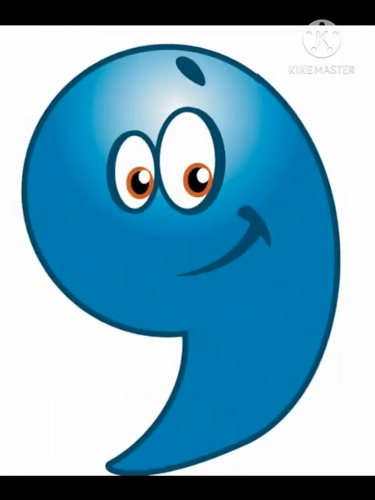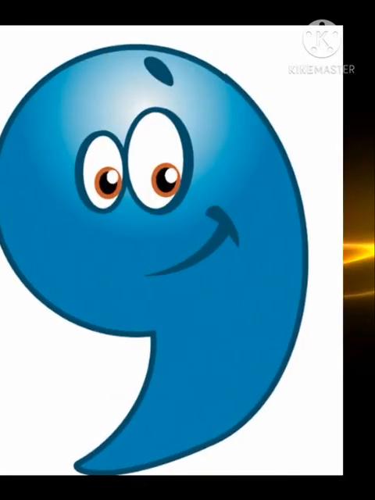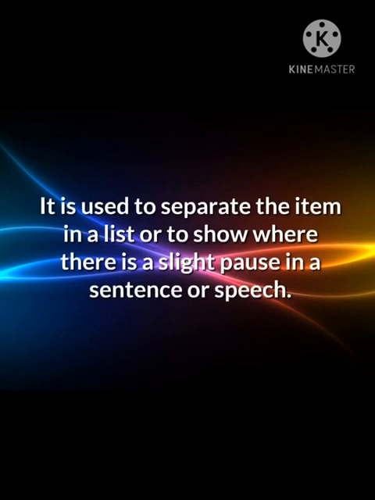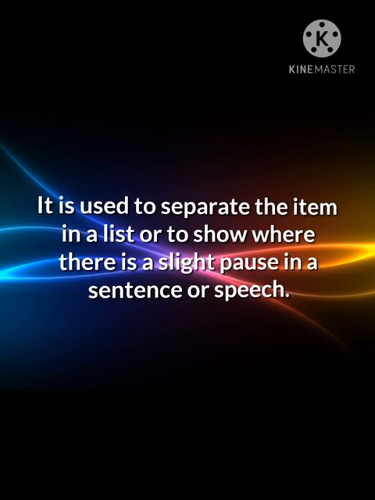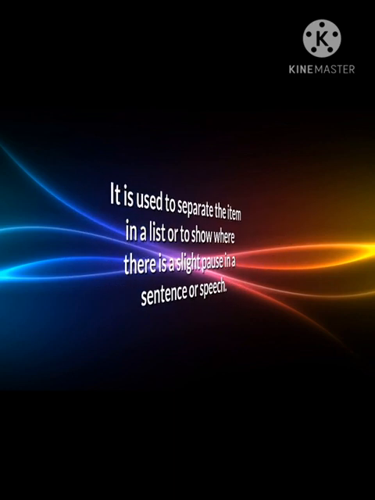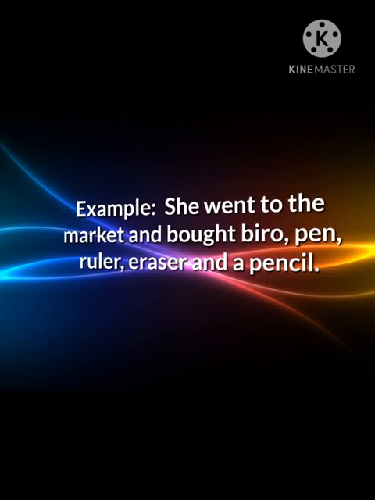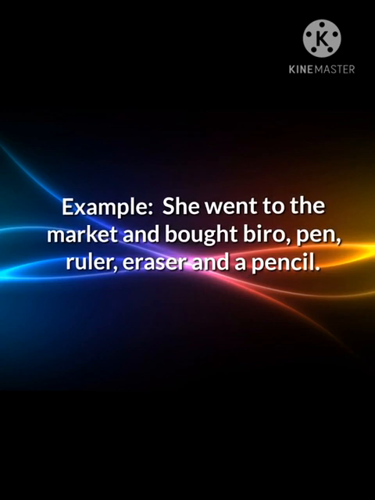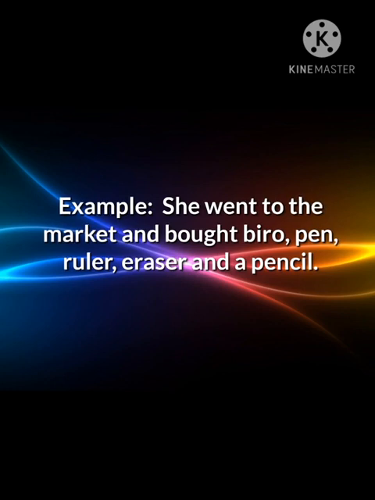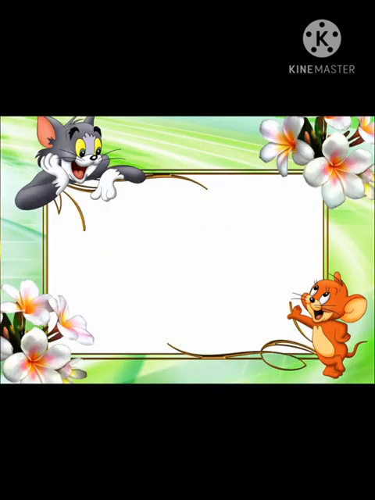The next is the comma. The comma is used to separate the items in a list or to show where there is a slight pause in a sentence or a speech. Like when you want to go to the market to buy something, you could write a sentence like this: She went to the market and bought biro, pen, ruler, eraser, and a pencil. You have used the comma to separate the items in this sentence.